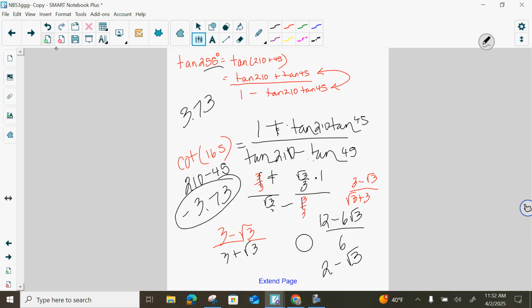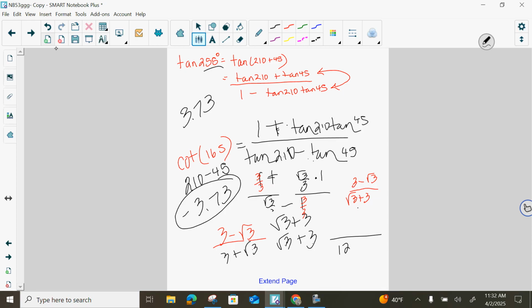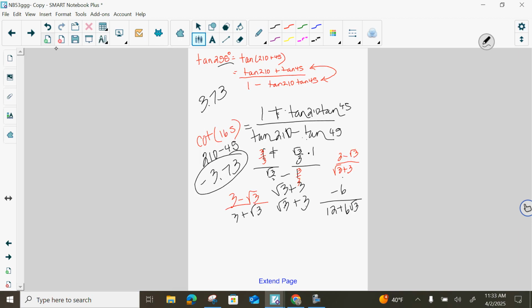So now I'll keep it. So that's 3. That's 9. That's 12 plus 6 at 3. I guess I should have done the other conjugate, right? So that's 3. That's negative 6. Oh, you didn't flip the negative. I did or didn't?